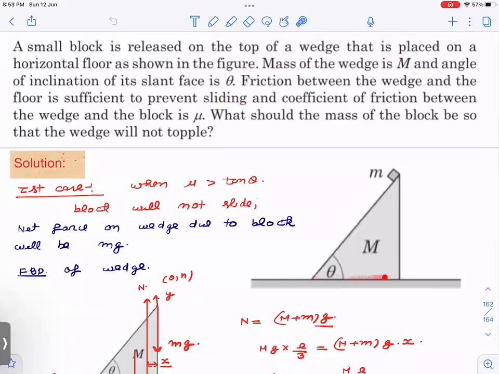So they're talking about the wedge not sliding. And the coefficient of friction between the wedge and the block is mu. So here the coefficient of friction is mu. We have to find out the mass of the block such that the wedge will not topple.